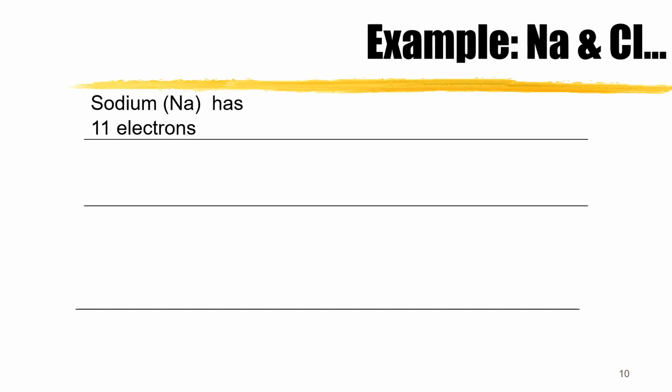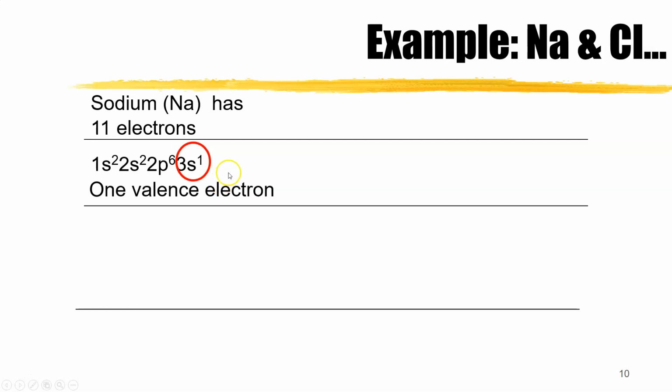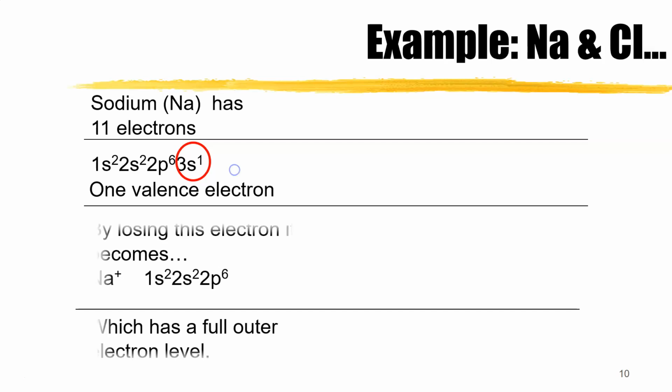Sodium has 11 electrons. There is its configuration. You can see from its configuration that it has one valence electron right there. It's going to lose that valence electron to make an ion.